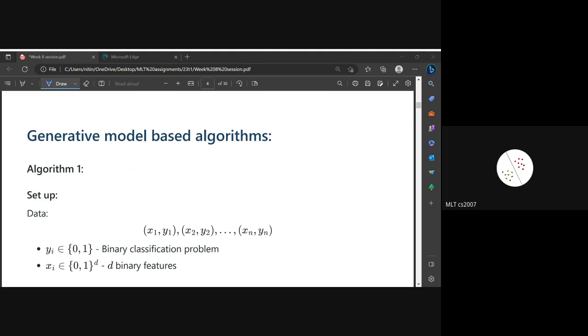You have already seen these two definitions, right? Generative models and discriminative models. I think you saw this in week 7, the last lecture of week 7. How do you define a generative model?